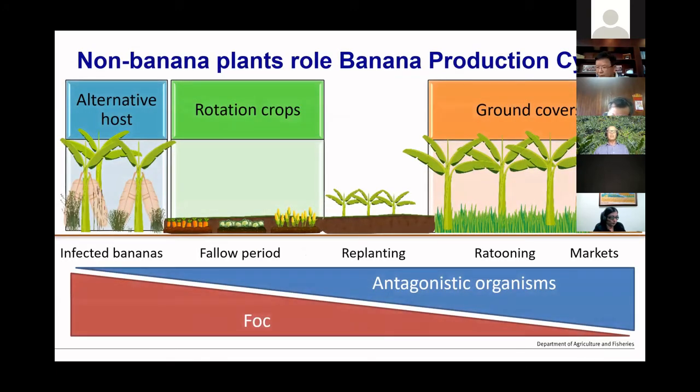So I hope from the presentation that I've given that you are able to see the different roles that non-banana plants have in management of banana Fusarium wilt at the different stages in the banana cropping cycle, either as alternative hosts, ground covers, or rotation crops. And they can be either positive or negative on the FOC inoculum and, by extrapolation, on antagonistic organisms.